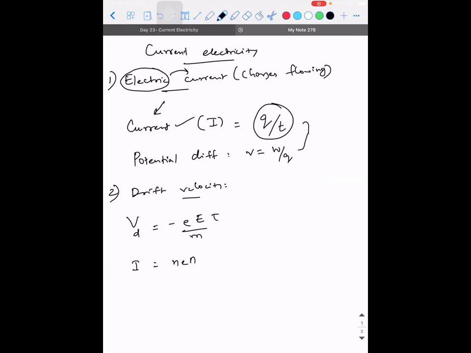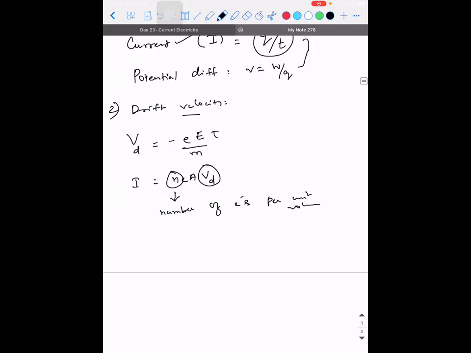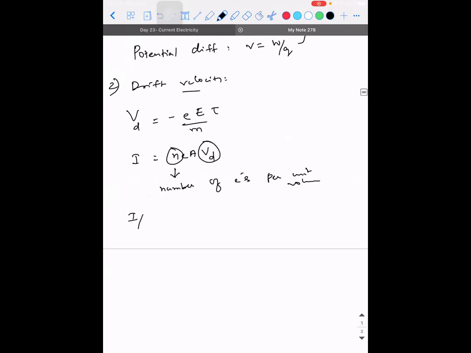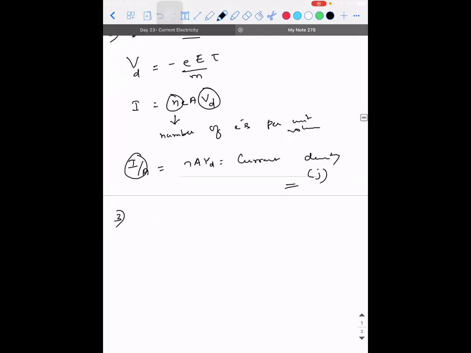I equals N e A Vd. What does N stand for? It is the number of electrons per unit volume. Vd stands for the drift velocity. Then if you write I divided by A, it is N e Vd. This I divided by A is what is called current density, which is given by the symbol J. From this, we can derive Ohm's law also.